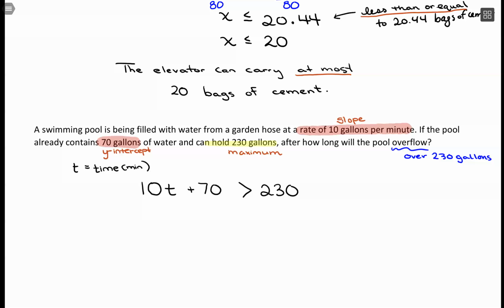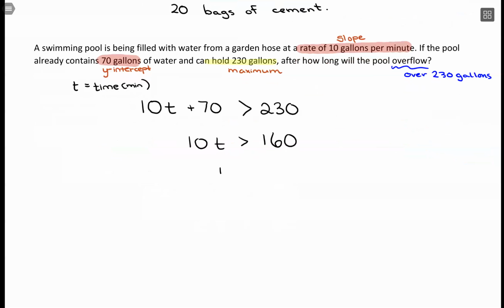So I'm going to subtract 70 from both sides, which will leave me with 160. Then divide by 10, which will leave us with 16. So what this is telling me is for time, as soon as it passes the 16-minute mark, as soon as we go over that, the pool's overflowing.